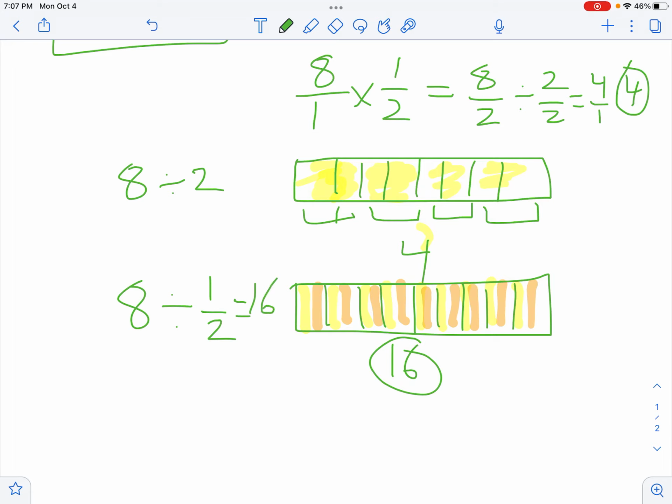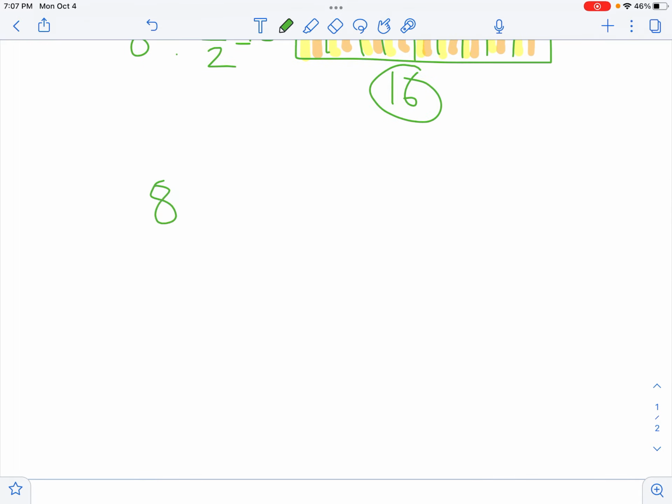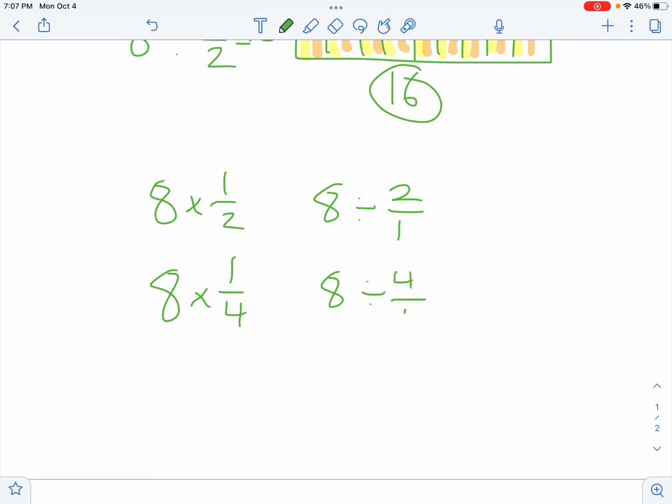Okay, so obviously we can't do that for everything. But if you remember what happened here, let me go back to 8 times 1/2. There was this relationship. We said that was the same as 8 divided by 2, which is the same as 8 divided by 2 over 1. If we think about this, 8 times 1/4, that's the same as 8 divided by 4, which is 8 divided by 4 over 1. So look at these things, 1/2, 2 over 1, 1/4, 4 over 1.